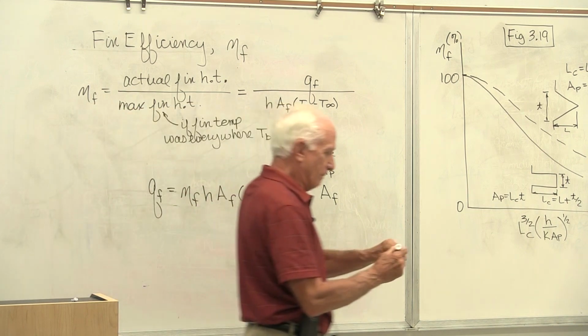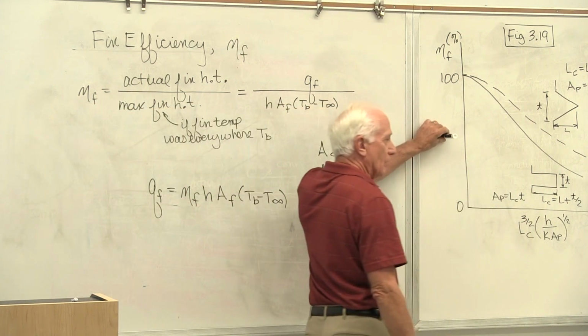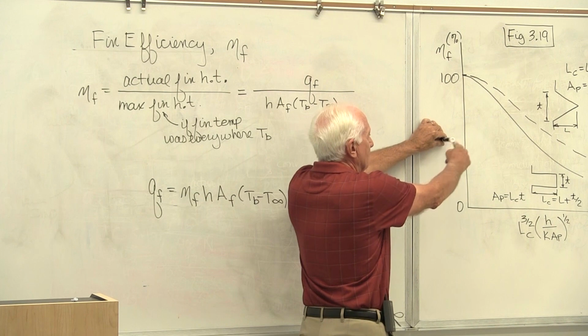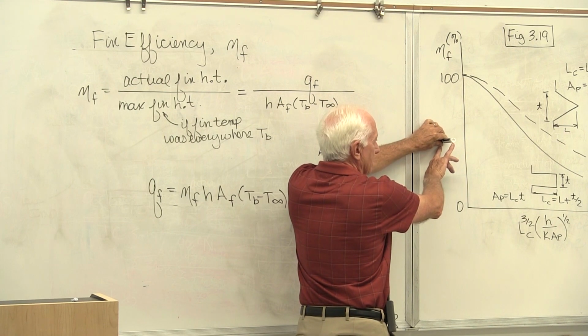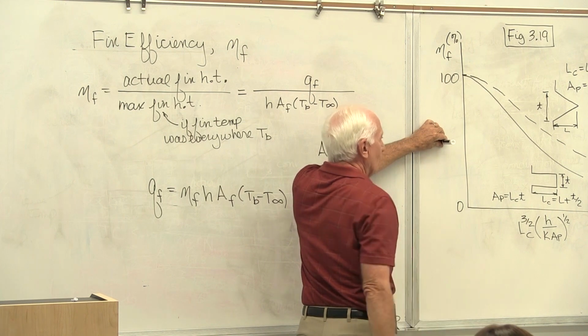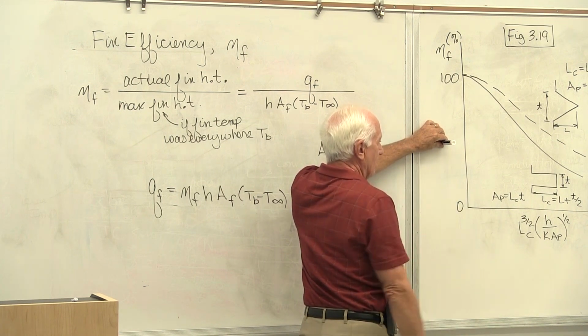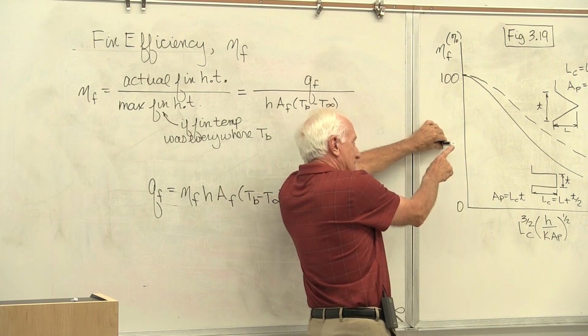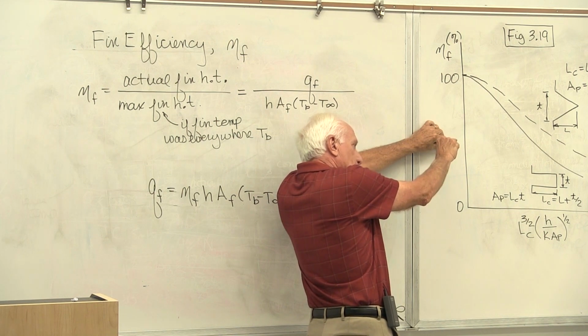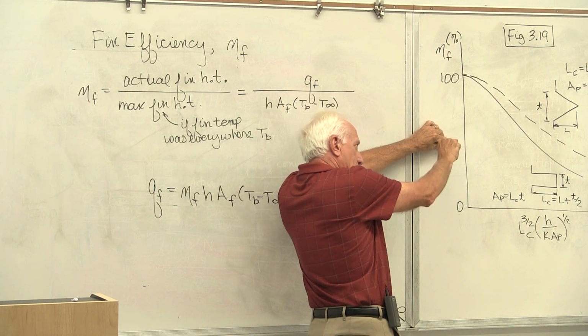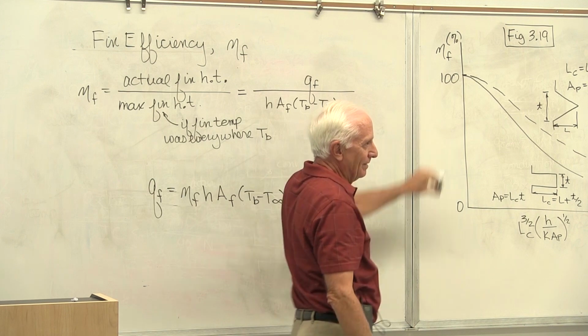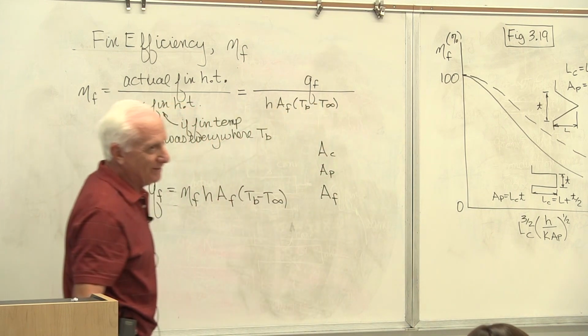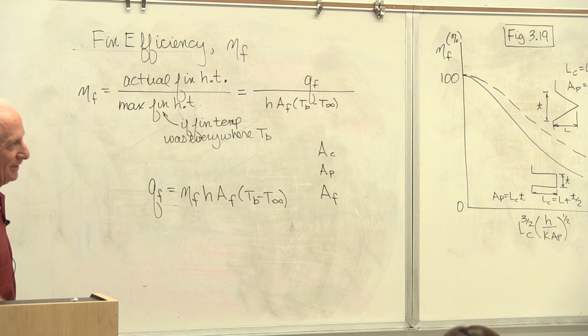If this is a pin fin on a wall, what is AF? Pi d L sub C. What's A sub C? Pi r squared. What's A sub P? L times 2 times the radius, or L times the diameter. They're all different, and it's easy to make a mistake on that, believe me.